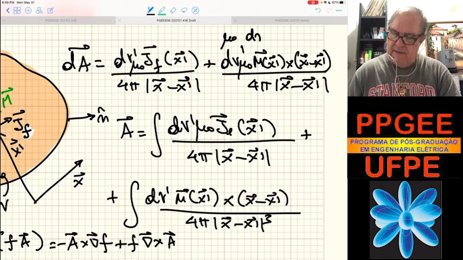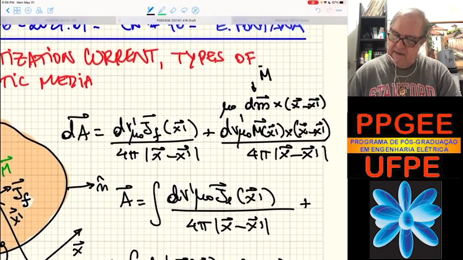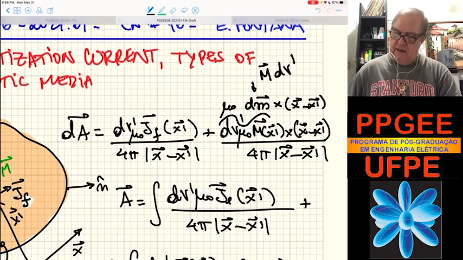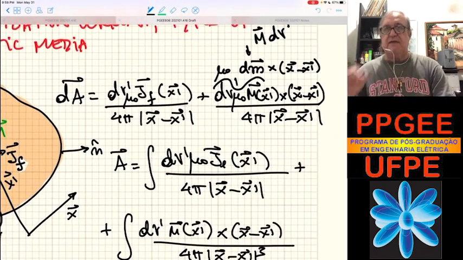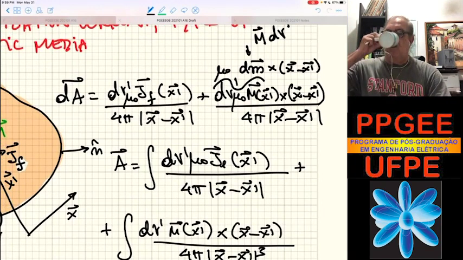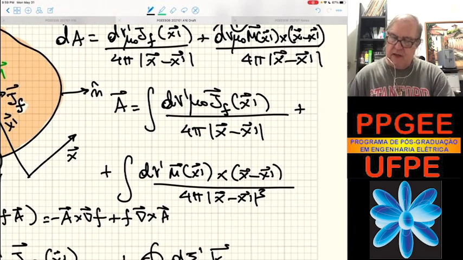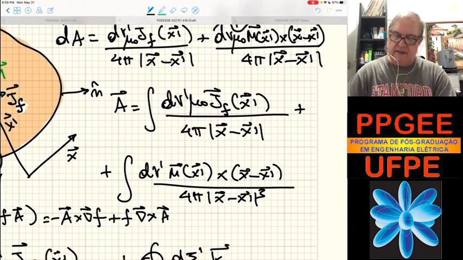mu0 dm cross x minus x prime, where dm in turn is m dv prime. So this thing here is dm. That's what you have to calculate. The vector potential is given by these two contributions. I'm going to change all the subscripts here so you can understand. JF plus, when we integrate, this term here.